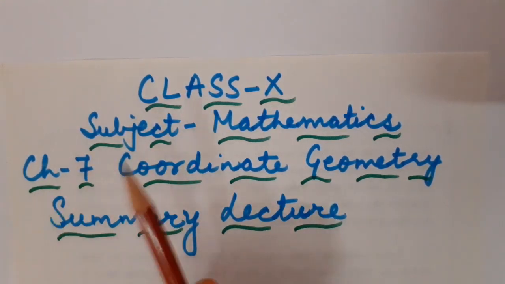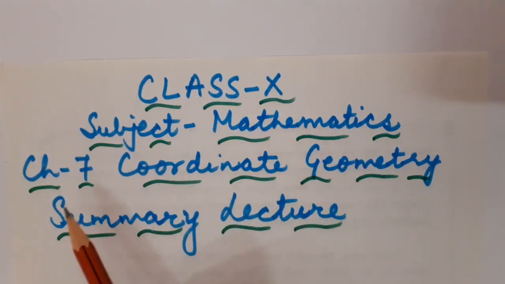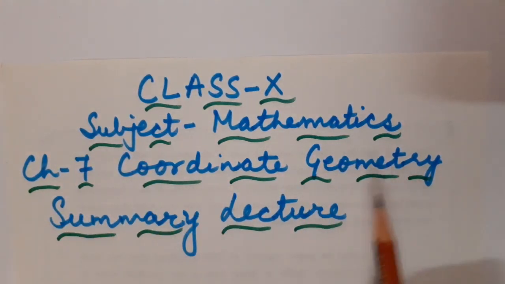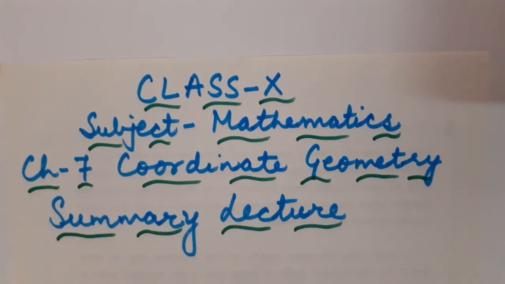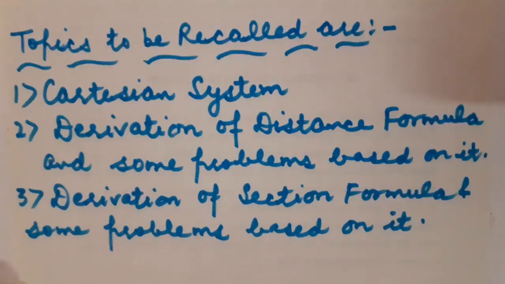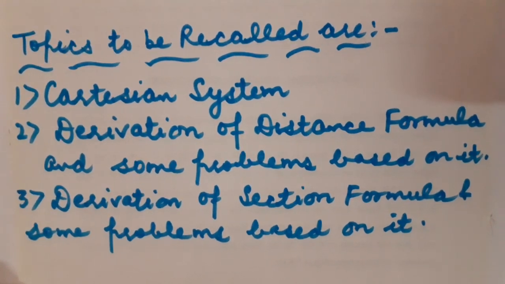This is class 10th, subject mathematics, chapter number 7, coordinate geometry. And children, this is a summary lecture. I am going to cover this complete chapter in two summary lectures because there are a total of 4 derivations. In the first lecture I am going to take 2 derivations along with some problems based on those very concepts, and in another lecture I will be taking the rest 2 derivations and then the problems based on that. Fine, students?